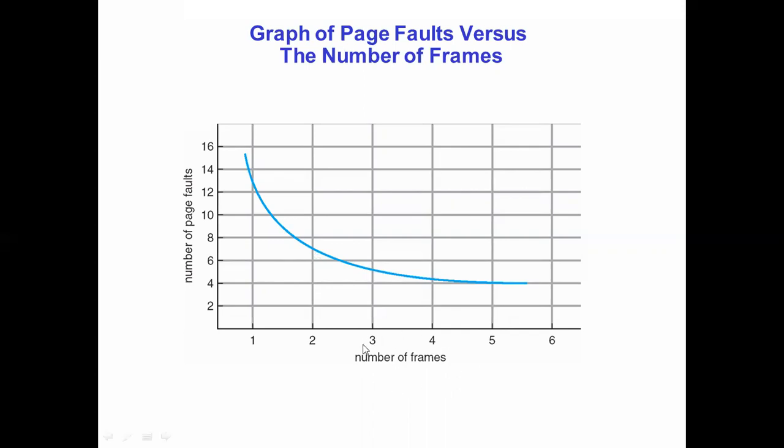The number of frames is nothing but the total number of pages which the operating system is going to allocate for a particular process. As the number of frames increases, the page fault condition also decreases drastically. But if the number of frames is small, the page fault probability is very high in this case.